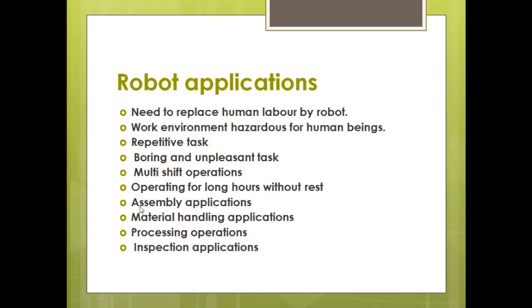Next important application is assembly applications. Nowadays almost all manufacturing industries are using robots for assembly applications. Assembly means manufacturing of the car, manufacturing of the bike, manufacturing of the bus. These are all assembly parts, right? We can't manufacture a bus by using a single material. There are many parts. We should assemble all the parts in a proper place. In those cases, we use robots to perform the assembly application.